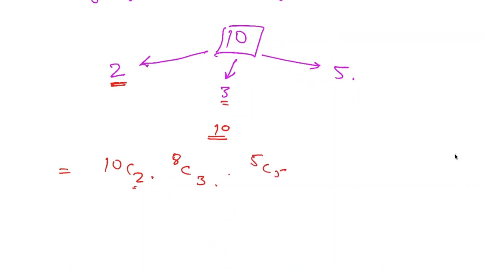First we have to take 2 out of 10, then rest are 8. From 8 we have to make the group of 3, and then out of 5 we are going for 5. This is 1 only, and this is 8C3, and this is 10C2. So accordingly we have to just go for 10C2, 8C3, and 5C5.